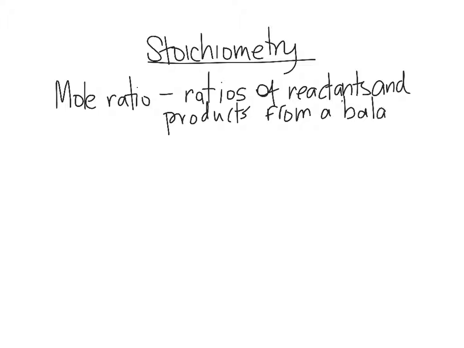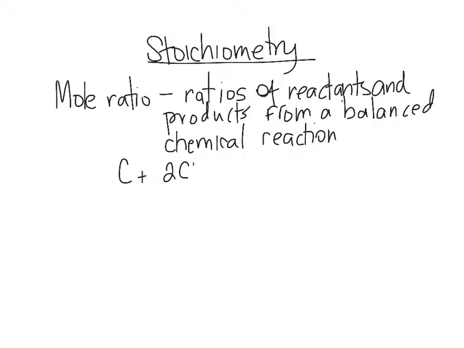That's a balanced. So, mole ratio, ratios of reactants and products from a balanced chemical equation. So you've got a balanced chemical equation there. This is right here. Oh, that's easy. Carbon plus 2 chlorines makes carbon tetrachloride. So you need a balanced chemical equation because you use the coefficients. You use the numbers out front.